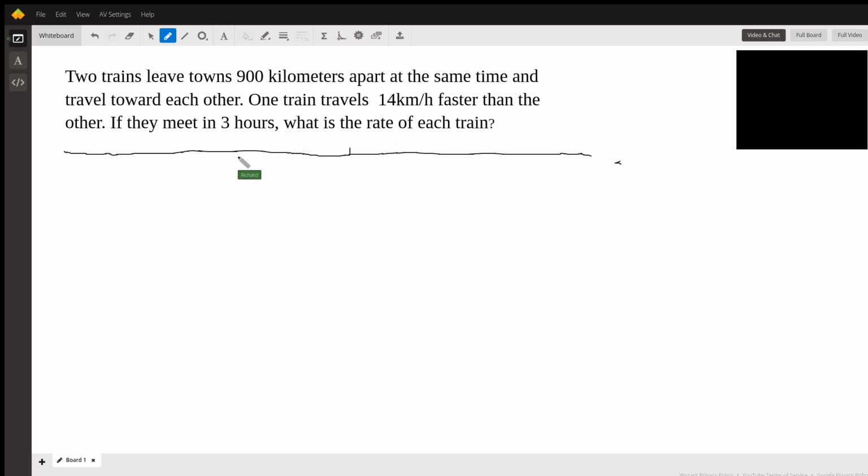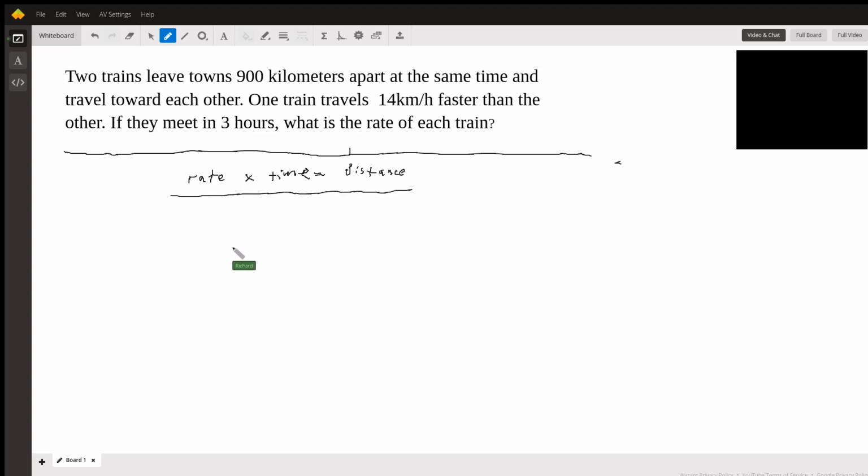First thing you have to do is recognize that this is a rate times time problem. So I think you should know the formula. Rate times time equals distance. I'm going to set it up this way. Usually people refer to this as D equals RT, but I want to set it up like this. Okay, so here's our table.